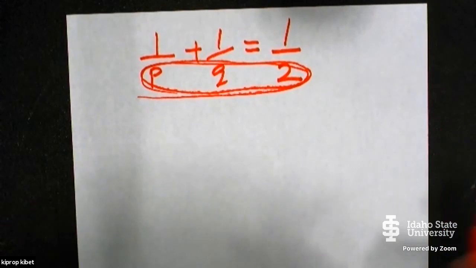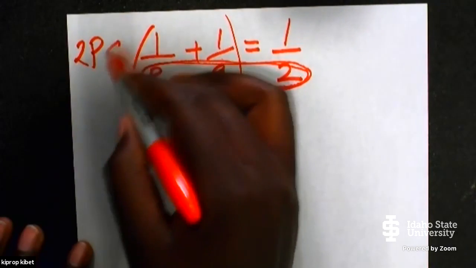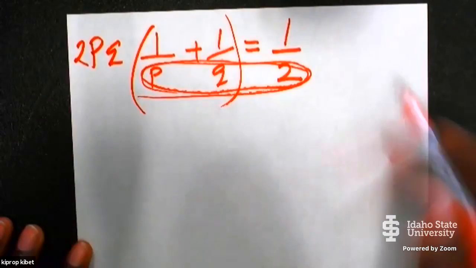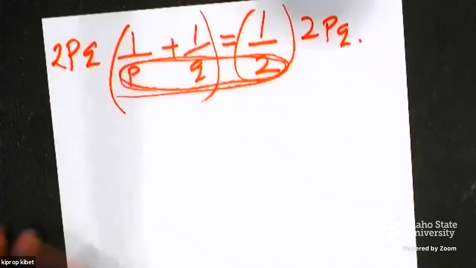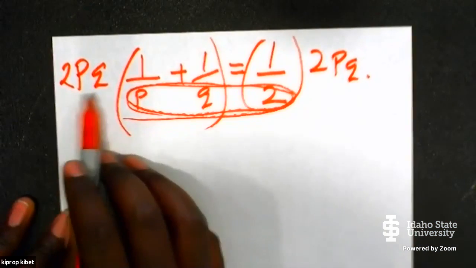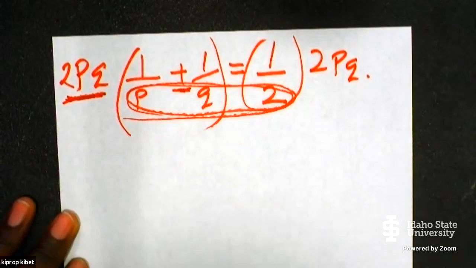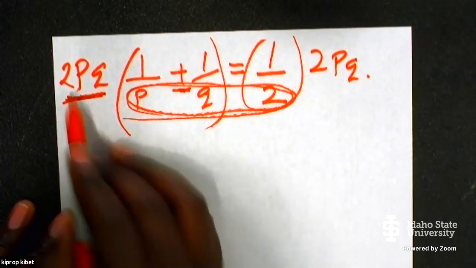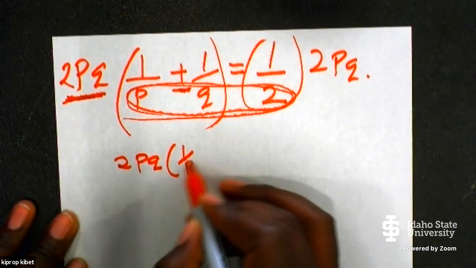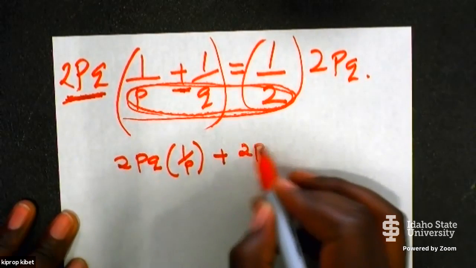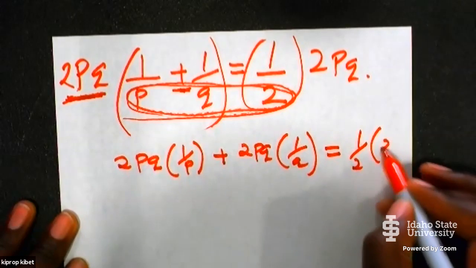2p cubed. So what you do is you multiply everywhere by 2p cubed. What you do on one side, you do on the other side. Because this one is addition, you distribute the factors, so you open the brackets. This is equal to 2p cubed times 1 over p plus 2p cubed times 1 over q equals 2p cubed times 1 over 2p cubed.